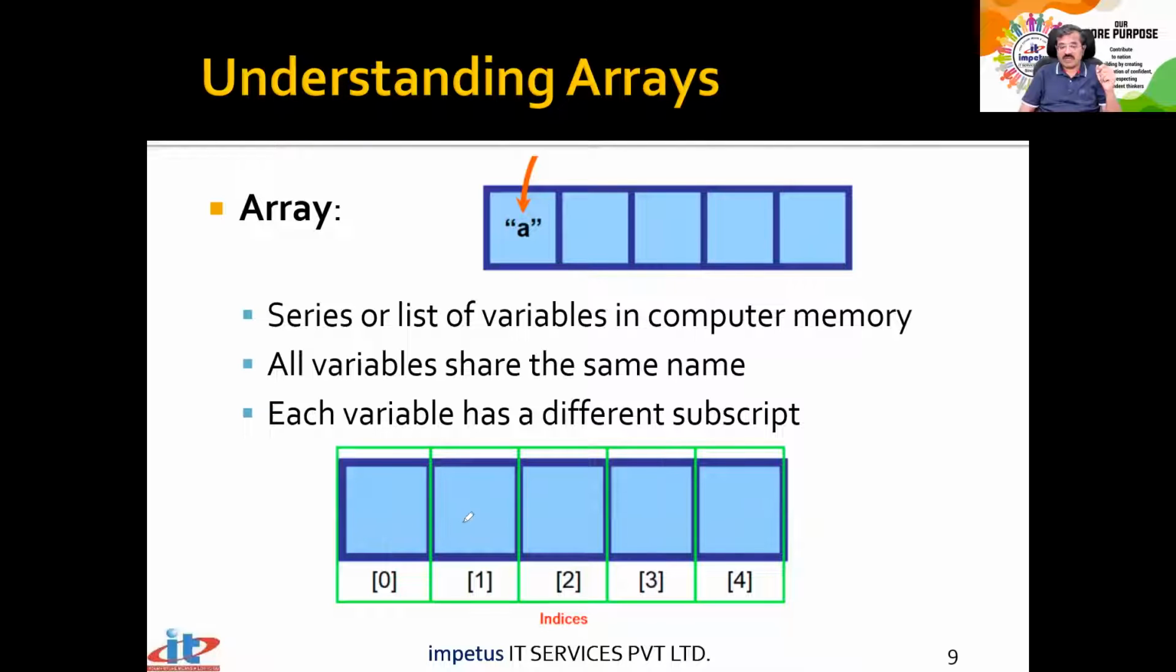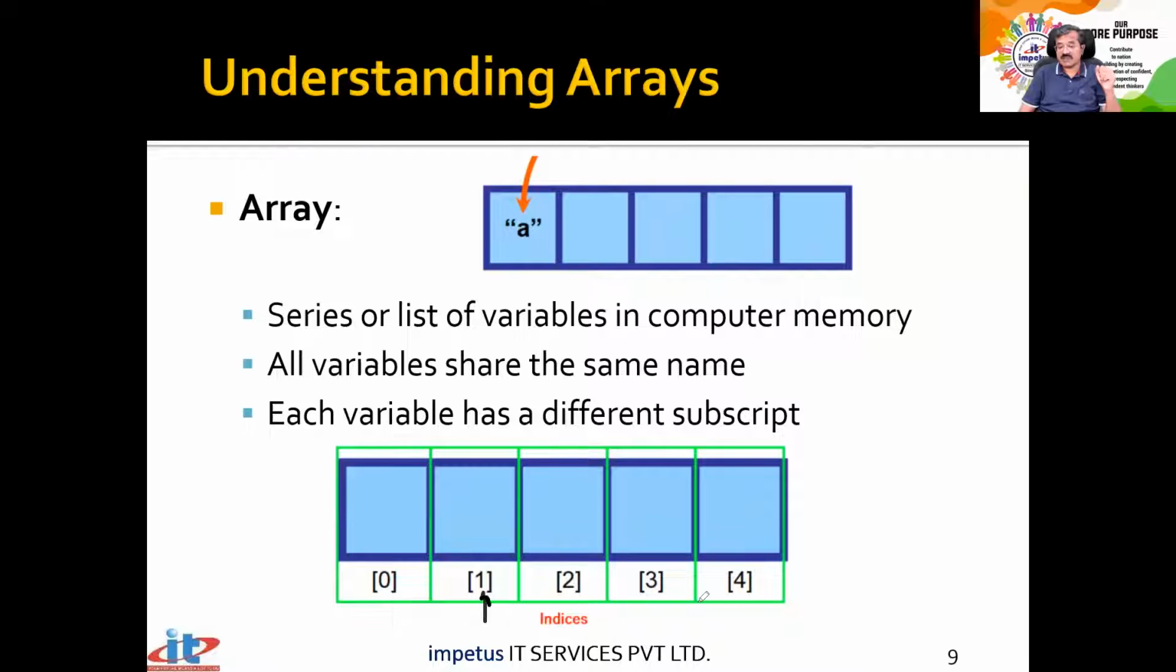If I say A of 1, it will allow me to access this variable. A of 2, third variable. A of 3, fourth variable. A of 4, fifth variable, and so on. So note, indexing, the numbering of the variables, starts with 0. And that is the case most of the time. So the first element in the array in most of the languages will have index 0.